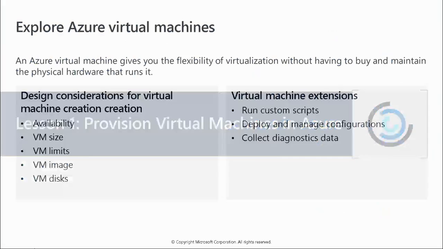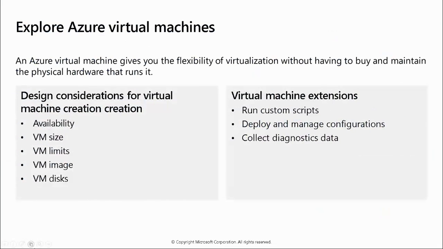Provision virtual machines. What is a virtual machine? A virtual machine, guys, is the place where you work on the labs. That is a virtual machine. You are connected to a virtual machine that has a subscription, that has all the resources that you need, that has absolutely everything to work on the labs. Now, to create a virtual machine, you should consider several things. The first one is the availability. Then the size, the limits, the image, and the disks. Okay?